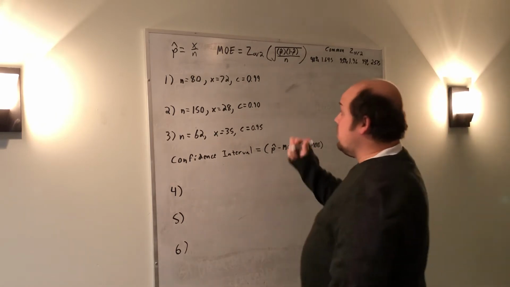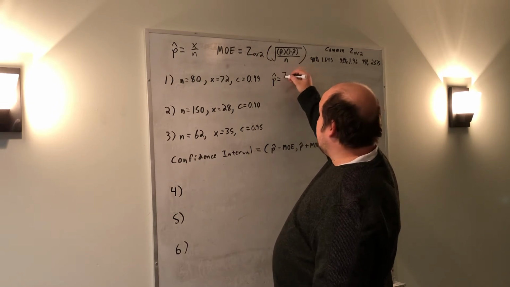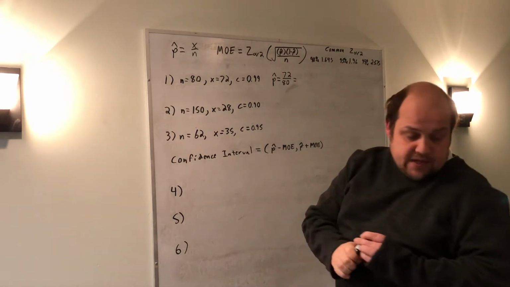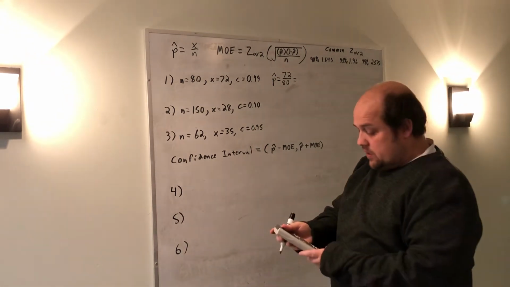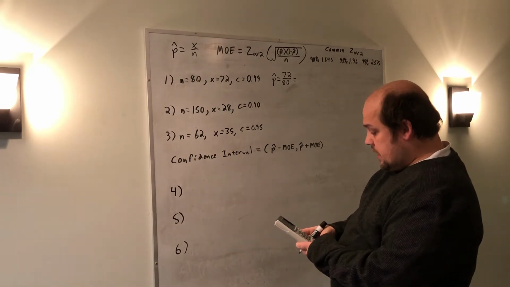So where we're going to start is here in number 1 by calculating p hat. That's going to be based off x 72 divided by n 80. If I put that in my calculator, 72 divided by 80, that gives me 0.9.